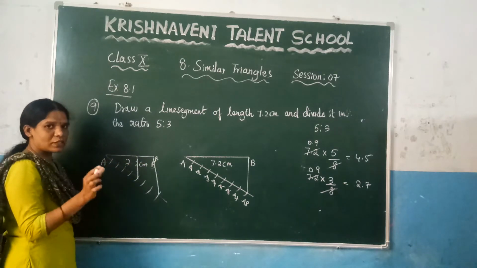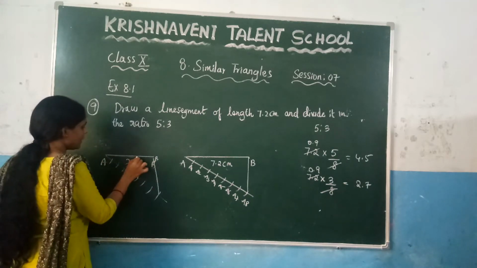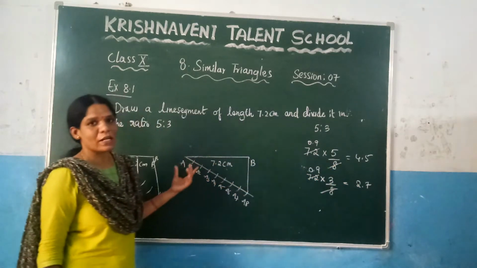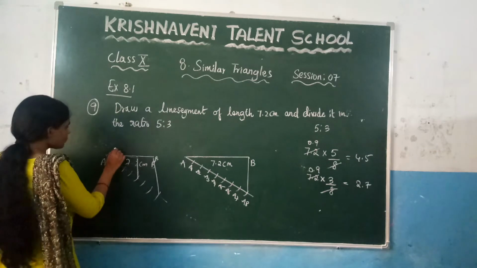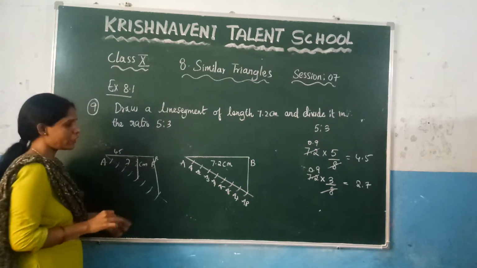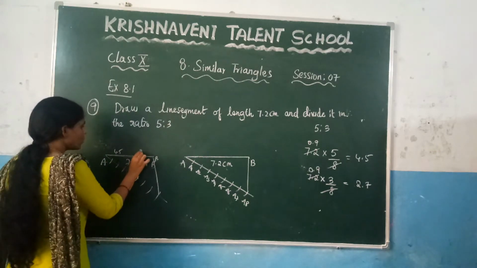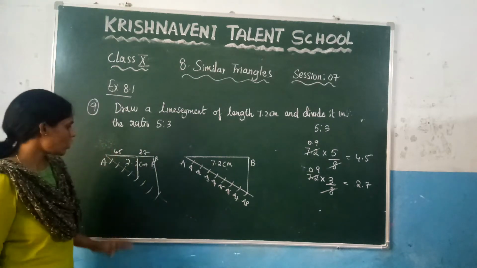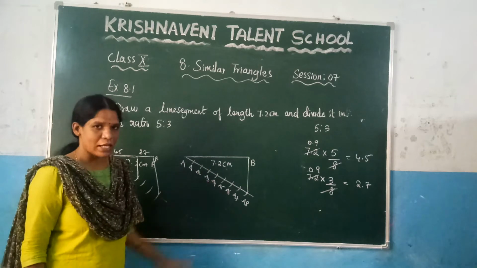If you measure with the help of the scale, definitely this length should be 4.5, because you know that the fifth part is nothing but 4.5. Then this must be 4.5 and this should be 2.7. So what you have there is correct. So what we need to do here, first we need to draw the line segment.